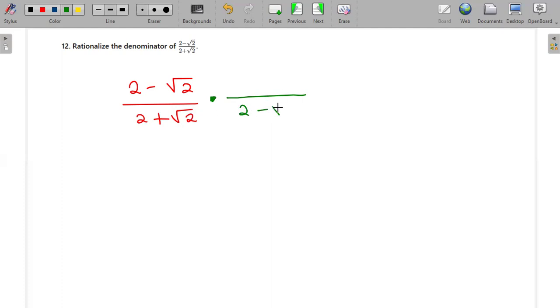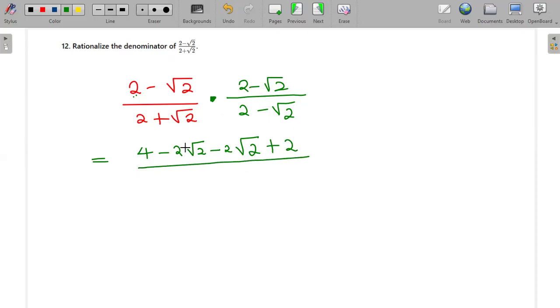So it will be 2 minus root of 2, and then on top it will be 2 minus root of 2 as well. You see that here I'm dividing the same thing, so this is the same as 1. That's why we call this part here a special one. So now from there, we just have to multiply throughout. On top there, we can say 2 multiplied by 2, that would be 4. 2 multiplied by minus root of 2 is minus 2 root of 2. And then minus root of 2 multiplied by 2, I get minus 2 root of 2. Then minus root of 2 multiplied by minus root of 2, I get plus 2.